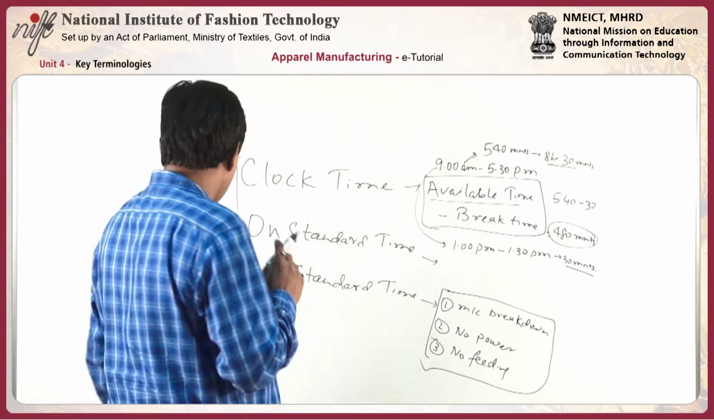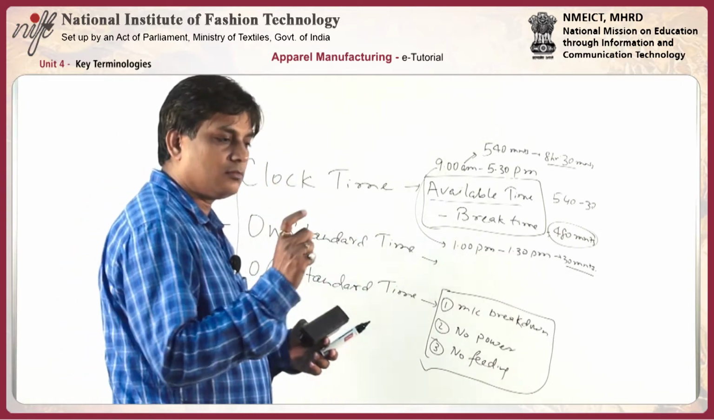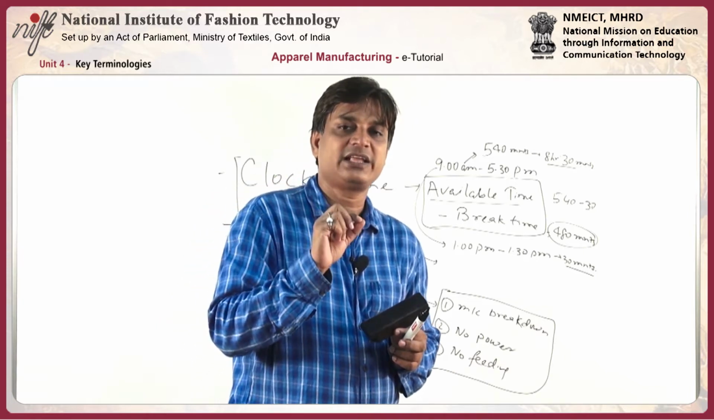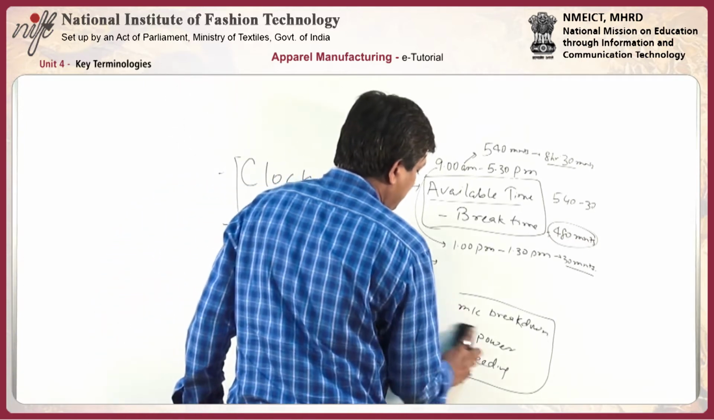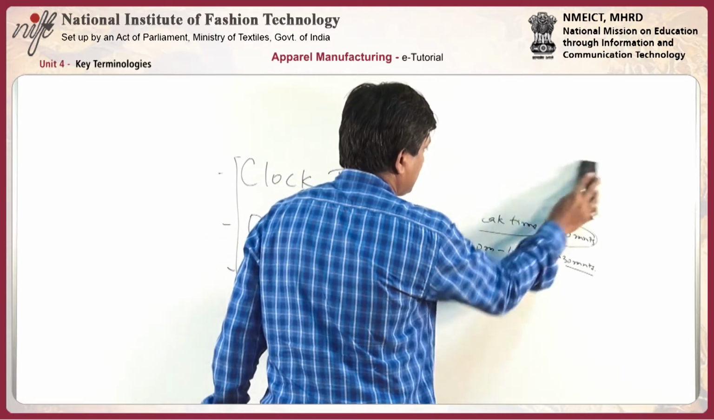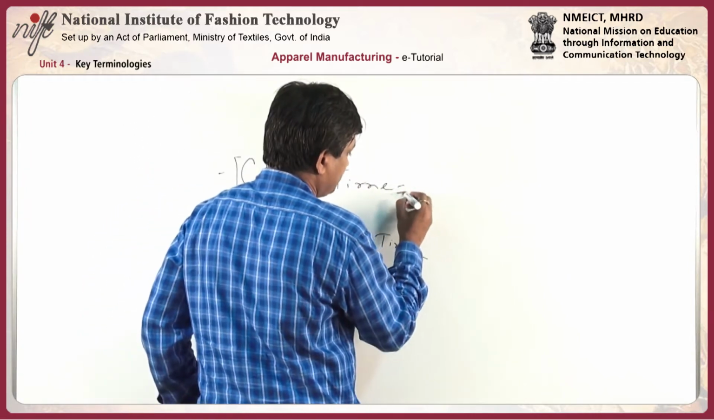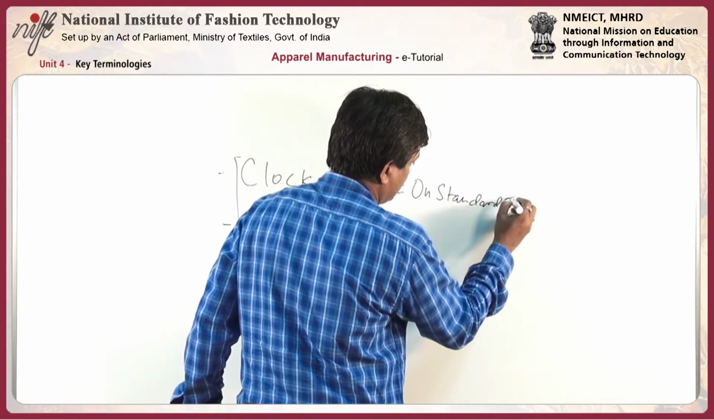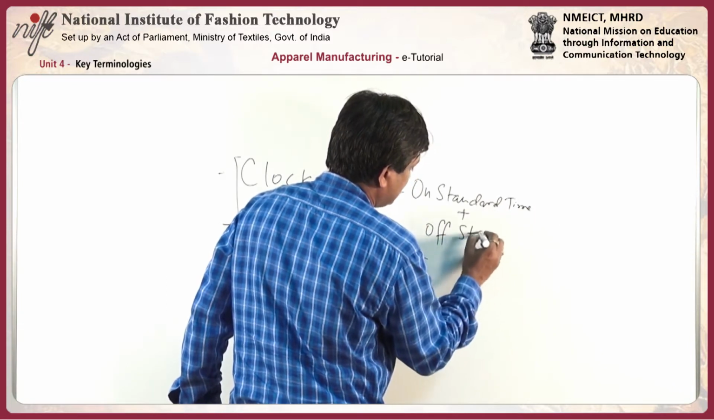Now we will talk about the equation. What is the relation between the clock time, on-standard time and off-standard time? So now clock time is equal to off-standard time plus on-standard time.